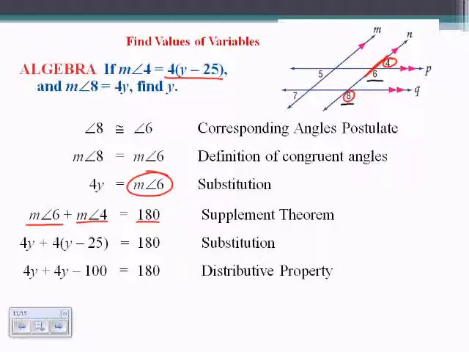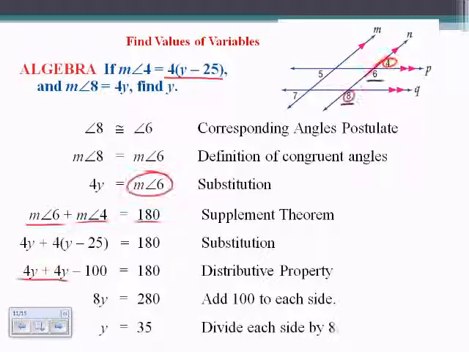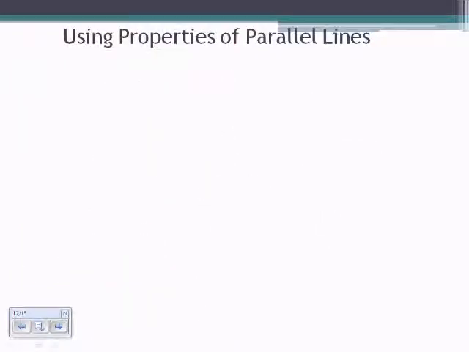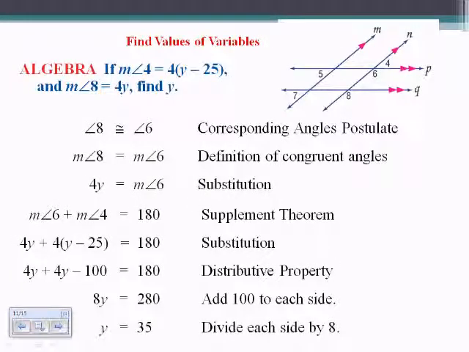Okay, distributive property, add 100 to both sides and combine the two 4's. We combine the two 4's to make 8y. We'll divide both sides by 8 and we're left with y is equal to 35. Just went too fast there. Y is equal to 35. Final answer.